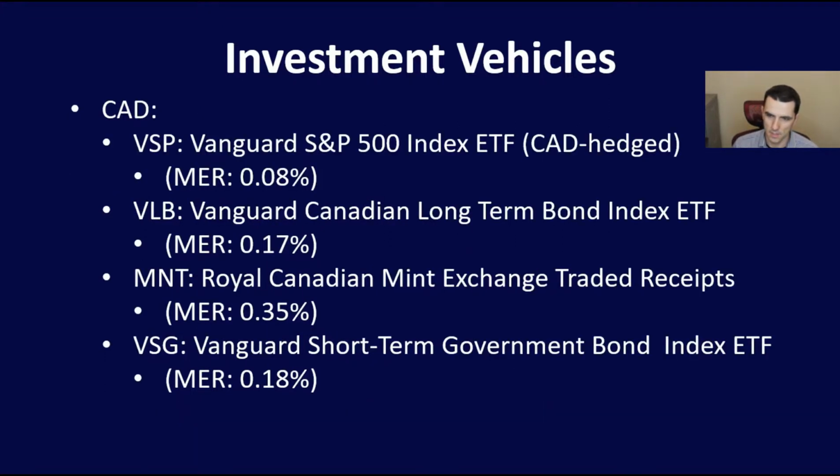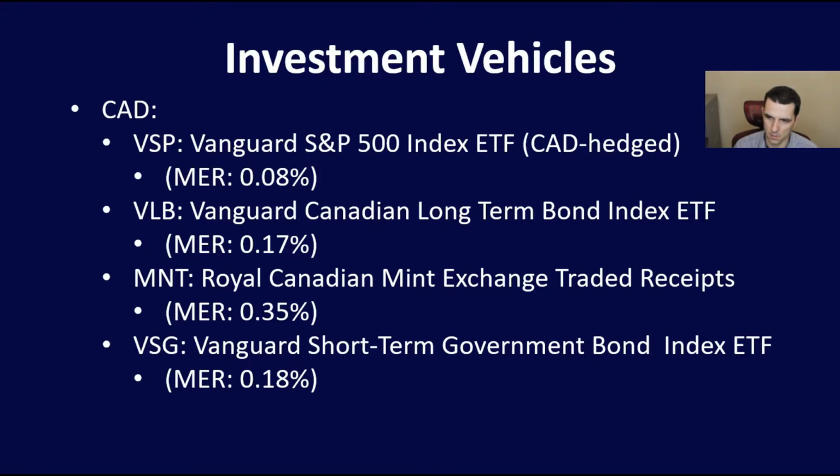On the Canadian side, if you have Canadian dollars you want to invest, VSP, so I've chosen some Vanguard funds. Vanguard's got a pretty good track record of keeping things pretty cheap. This is the Vanguard S&P 500 ETF with a Canadian dollar hedge on it. It basically allows folks in Canada to buy the S&P 500 index with Canadian dollars using this ETF, with an MER of 0.08%, so actually even a little bit cheaper than SPY.